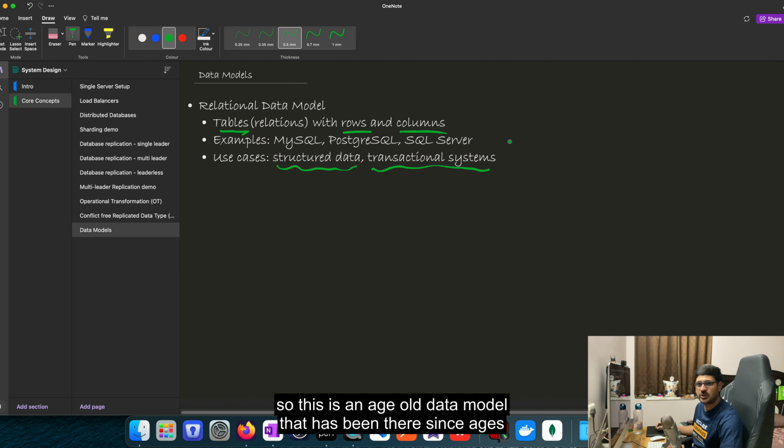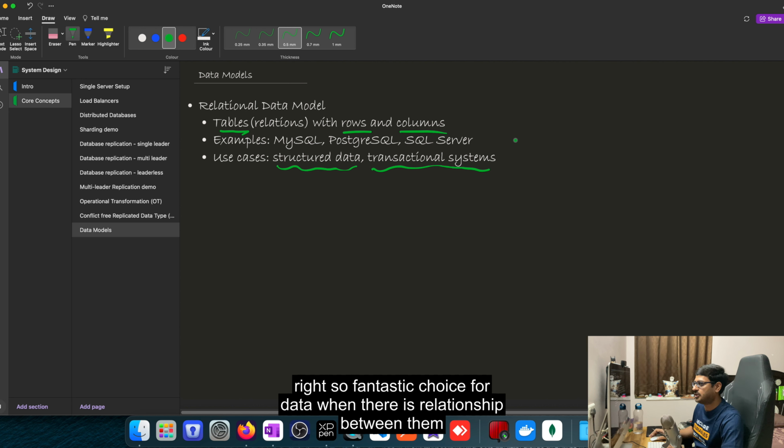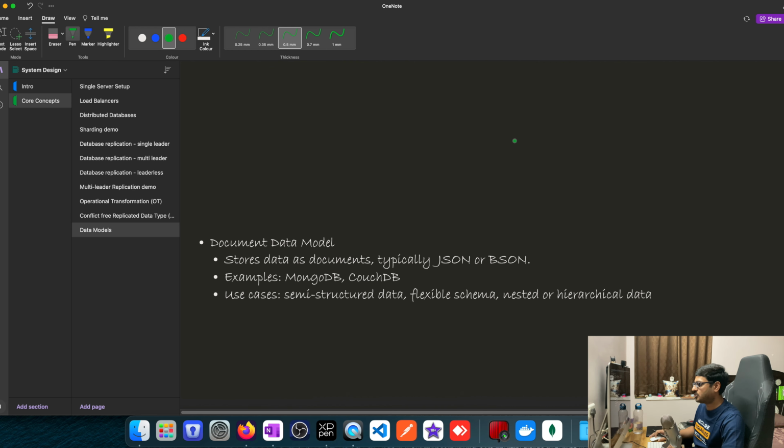So this is an age-old data model, and it powers many modern day applications as well, right? A fantastic choice for data when there are relations between them. Let's look at the next one.